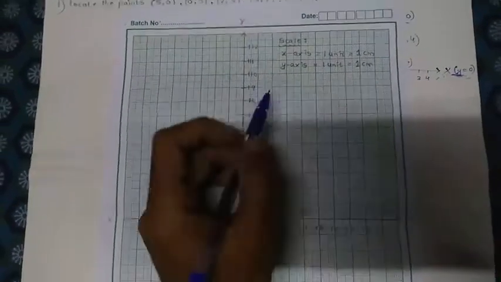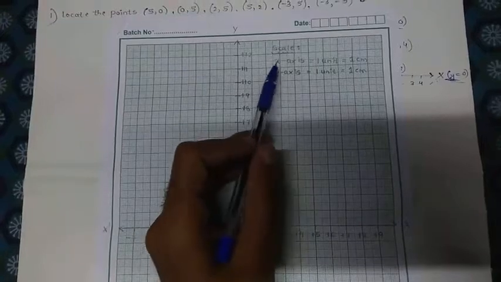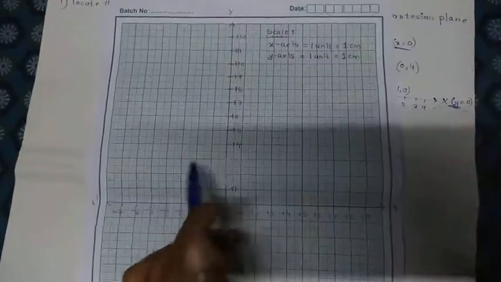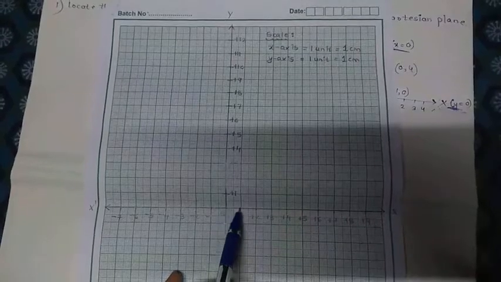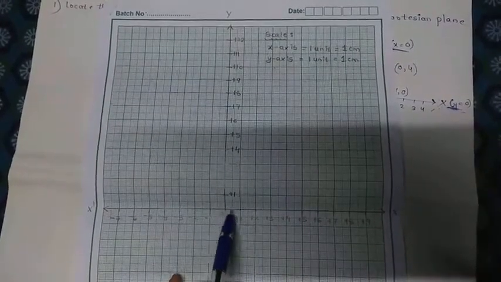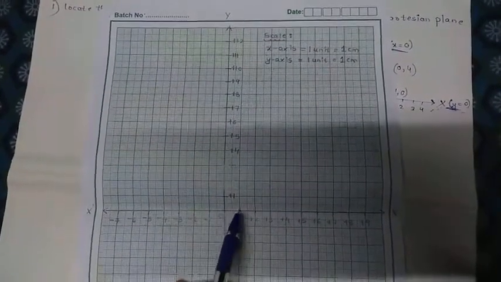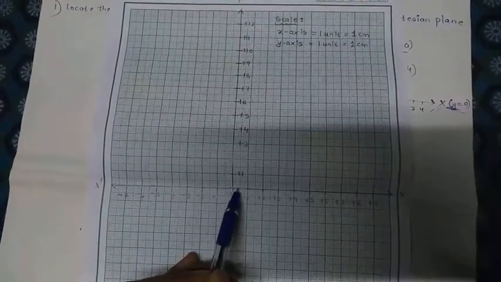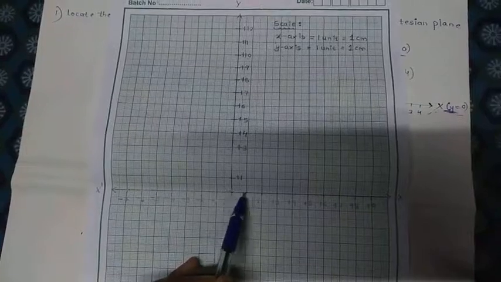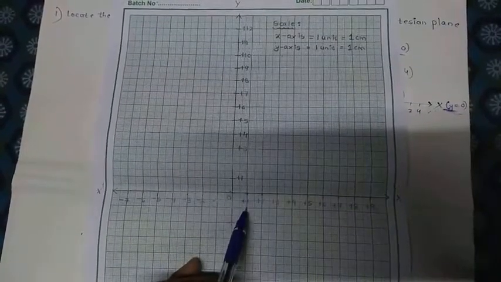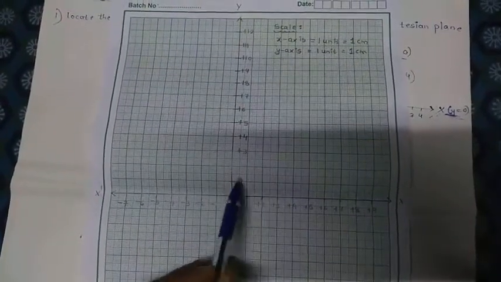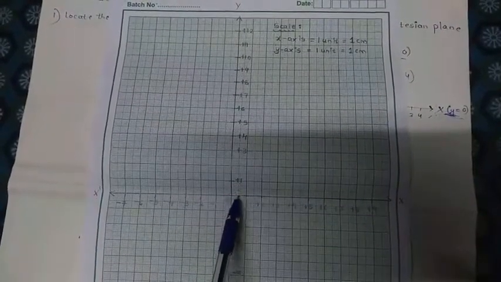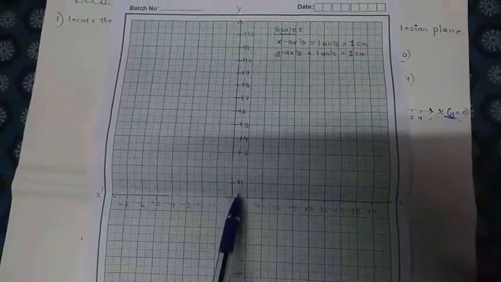Here is how to write the scale for the x-axis and the y-axis. You will be writing the scale for both axes. See this: from point 0 to here it is 1 unit, and we have taken it as 1 centimeter. So 1 unit equals 1 centimeter. In this box you will have 10 lines. So 0 to 1 equals 1 centimeter. The x-axis is taken as 1 unit equals 1 centimeter. Similarly the y-axis is taken as 1 unit equals 1 centimeter.